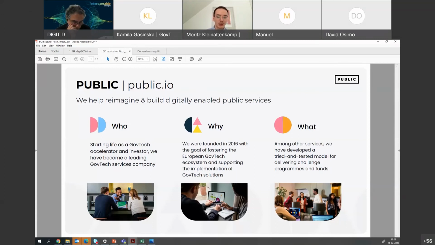We have run such challenge programs for a number of ministries and bodies in the UK and in Germany at this point. So if any of this sounds interesting to you, please feel free to dive deeper on our website, which is linked at the top, public.io. And also, of course, to get in touch with us and to get in touch with me. I will drop my email in the chat just after this. Thank you.